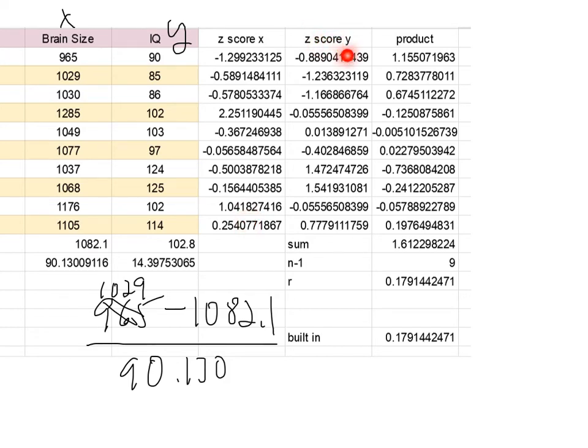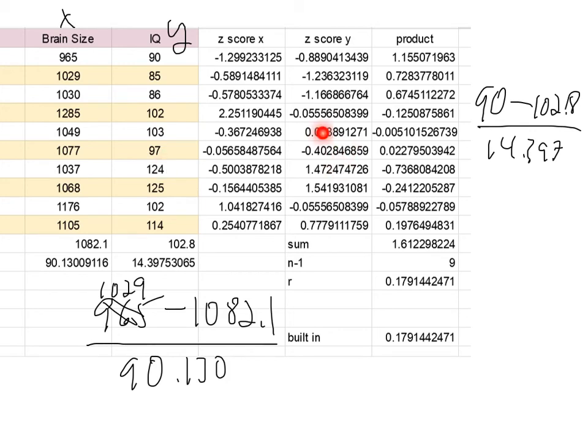Now, to find the z-score for the y's, instead of using the average for the x's, I'm going to use the average for the y's. So I'm going to do 90 minus 102.8 divided by the 14.397, whatever. That's where I got that z-score. Make sure you get your difference before you do the division. Then the 85 goes in next, subtract the mean, divide by the standard deviation. I'm just going to do that for each of these y values, and that's where the z-scores for each of the y values come from.